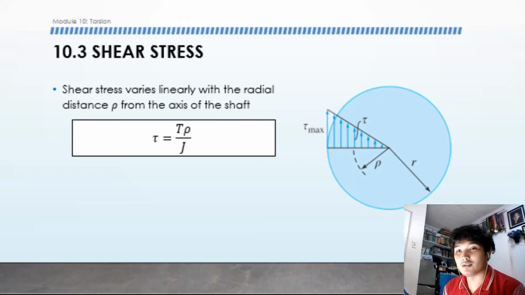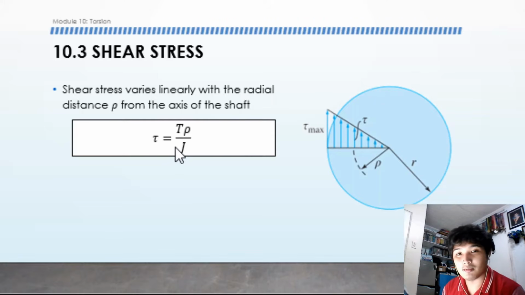Okay? So, identify lang ulit natin yung mga parts. So, syempre, yung tau dyan, yan yung shear stress. Etong torque, etong T, siya pa rin yung torque. Etong rho, siya yung radius, kung saan mo gustong hanapin yung shear stress. And then, yung J is still the polar moment of inertia. Okay? So, that is the general formula ng shear stress.